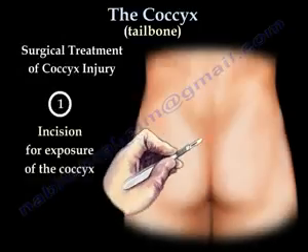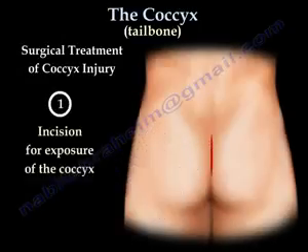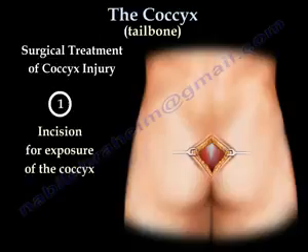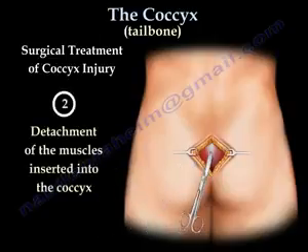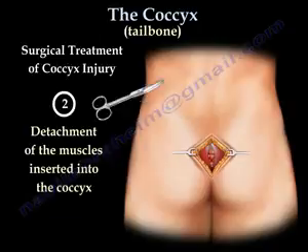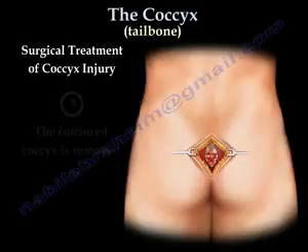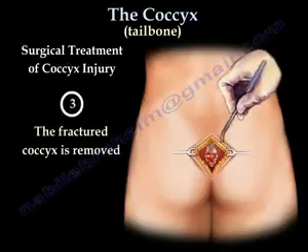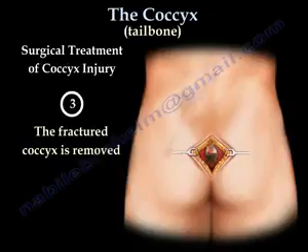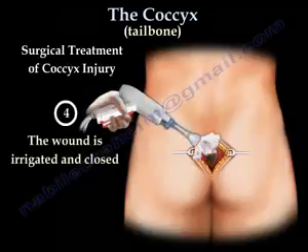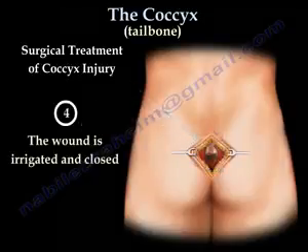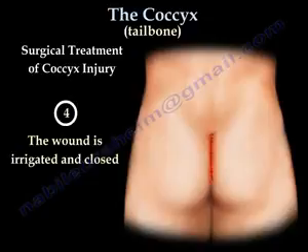Surgery includes incision at the end of the spine to expose the coccyx, detachment of the muscles inserted into the coccyx. The fractured coccyx is removed and care should be taken to avoid injury to the rectum. The wound is irrigated and closed and the patient is given antibiotics for a few days.